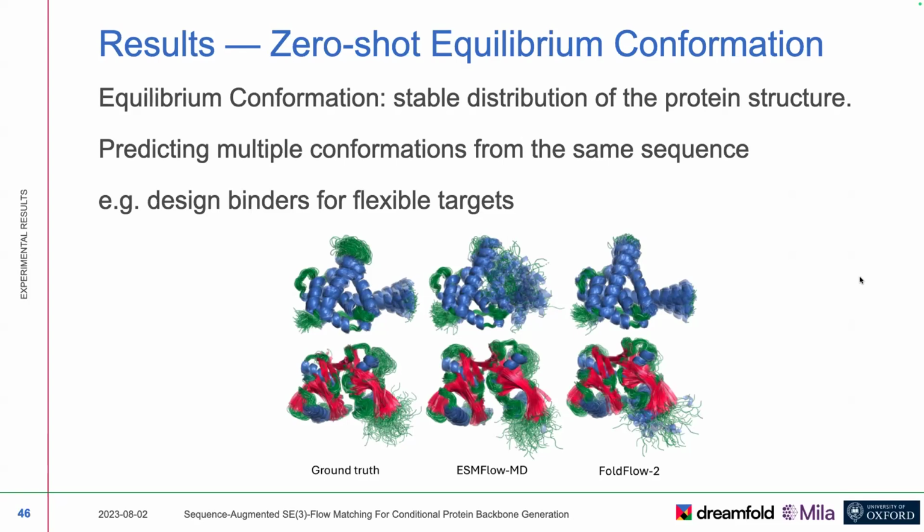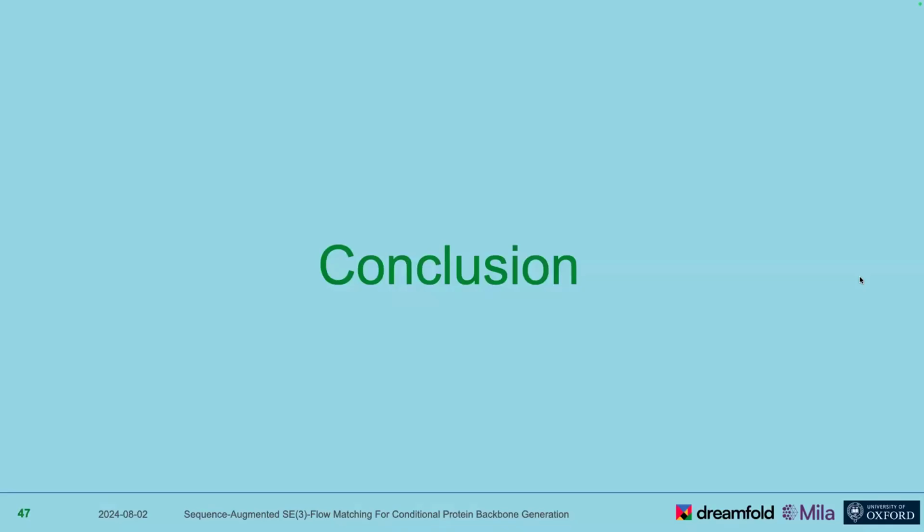And this task was motivated for us in order to design potential binders to flexible targets. And so in this case, we would also fold the target and be able to design binders for diverse conformations. This is part of our next steps.